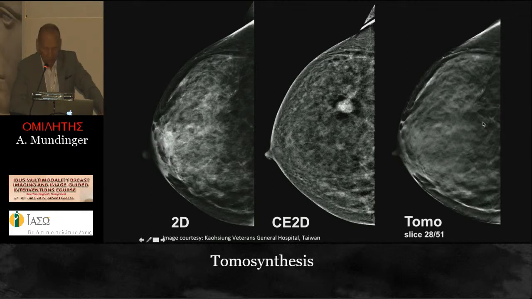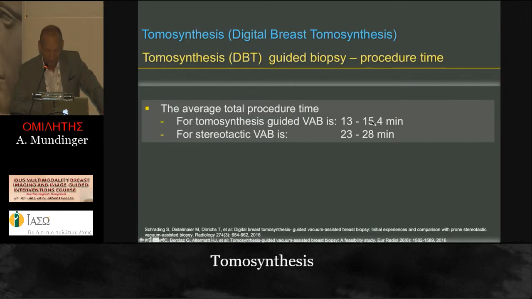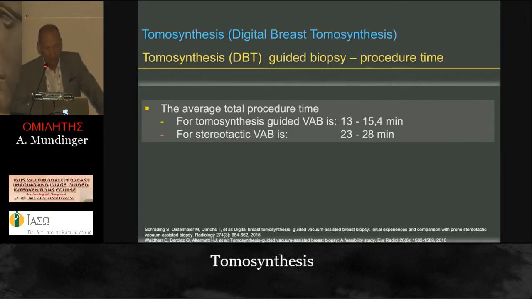And here in the tomo you see the architectural distortion very well. What about the tomosynthesis guided biopsy? It's quite easy because you know precisely in which depth the lesion is, and you work very similar like with the stereotactic system, and you get similar results. And there are some studies about that.